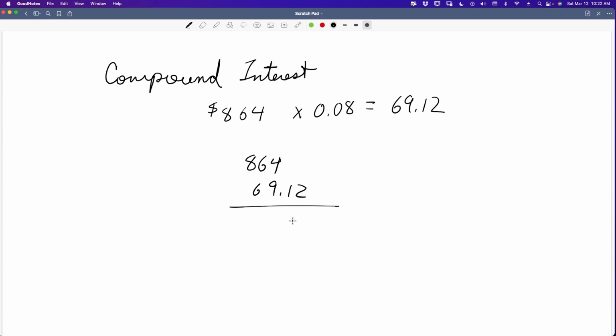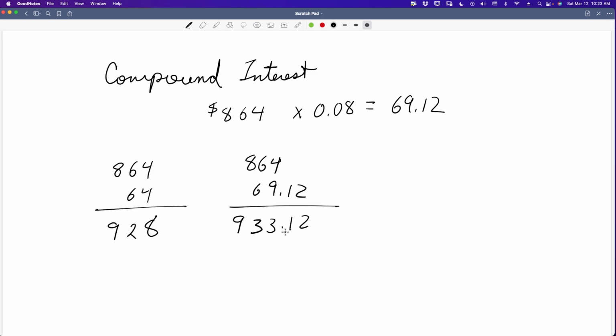So she would have had $933 instead of the $900. She had $864 the first year and $64 the second year. That was $829. So she would have earned $5.12 more than what they paid her the second year.